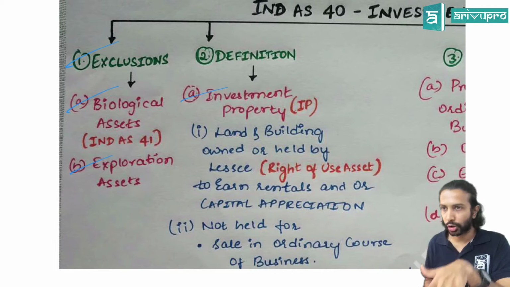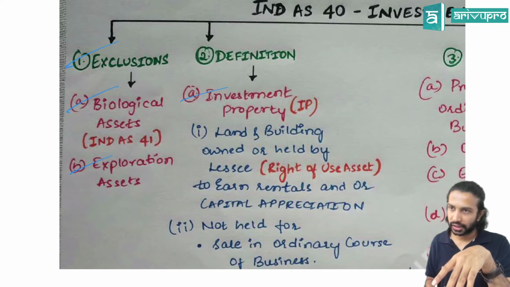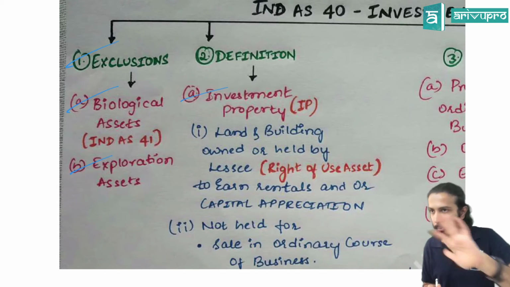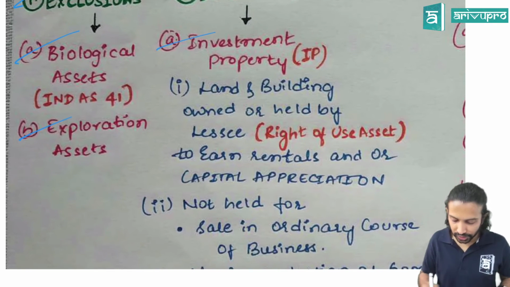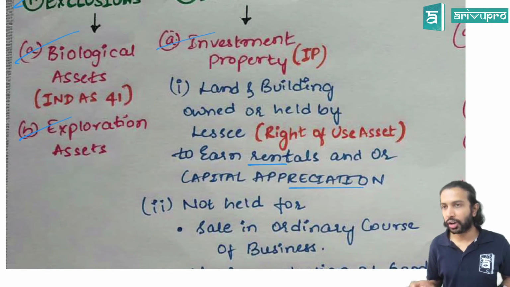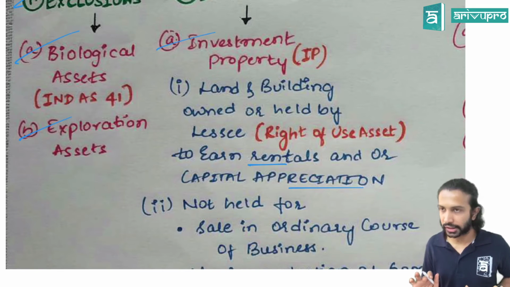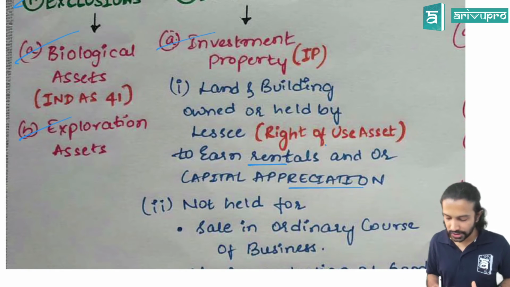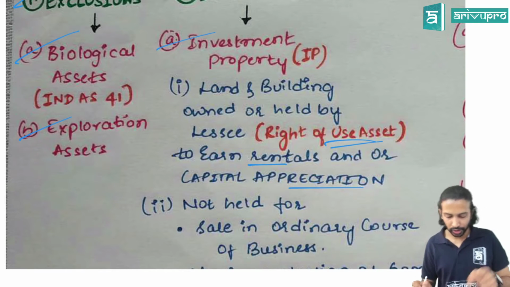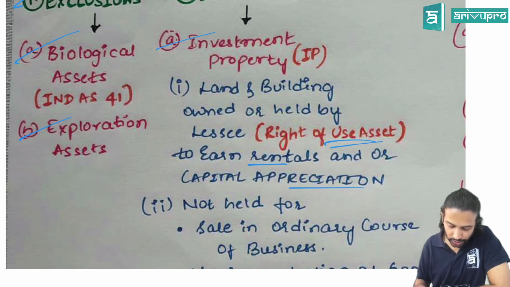It's not necessary that you should own it. You could also get it as a lessee, right of use, that is lessee and subleased. But the intention should be to earn rentals or for capital appreciation. That is your intention, yes or no? So owned asset as well as right of use asset will also come, provided you have subleased. But you should be earning rental or capital appreciation out of it, yes or no?